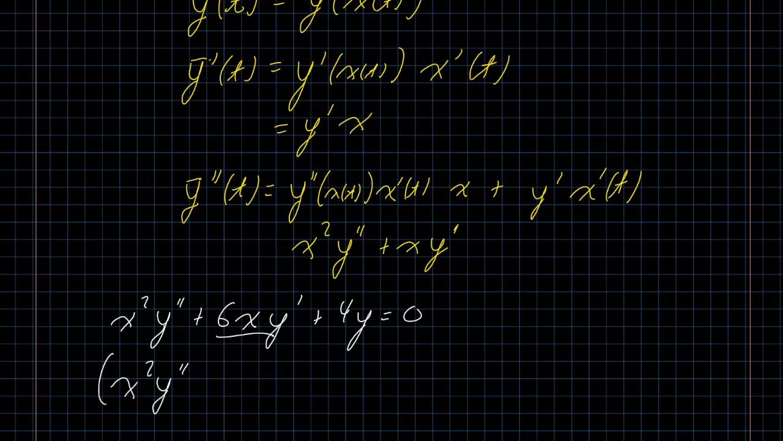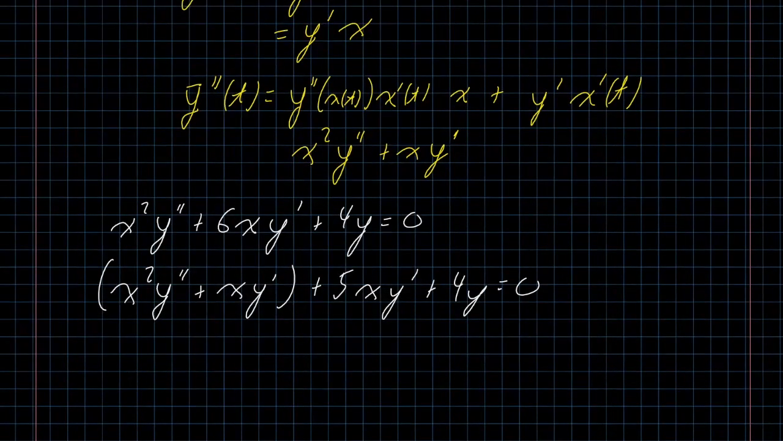But that's easy enough to do because I can take this 6xy prime and I can separate out one of them from the other 5. I just took what I had and made it a little bit more complicated because now it's a direct substitution. I have x squared y double prime plus xy prime, which is exactly y bar double prime. I have 5xy prime, which is exactly 5 times y bar prime. And I have 4y, which is the same thing as 4y bar, right? Y and y bar itself didn't change. The only thing that changed is I'm now talking about it as a function of t.